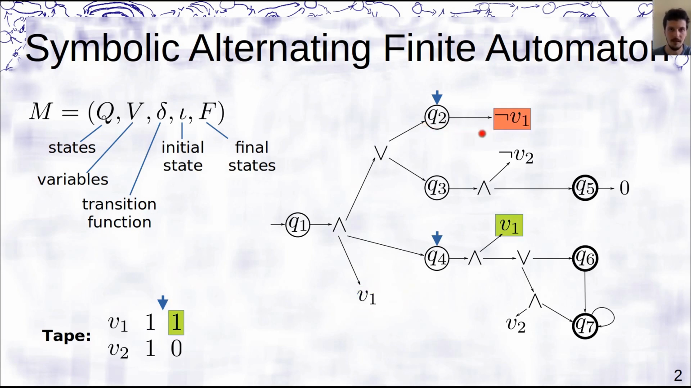The next symbol must and must not contain v1, which is impossible. So let's rewind and pick the state q3 for the second configuration. The variable v1 must be set and v2 must be unset in the second symbol, which is true. We end up in a configuration which contains only final states, so the input word is accepted. If an automaton doesn't accept any word, its language is empty, which is the property of our interest.